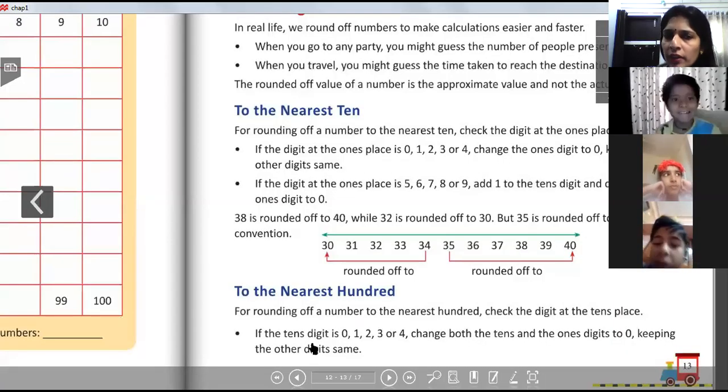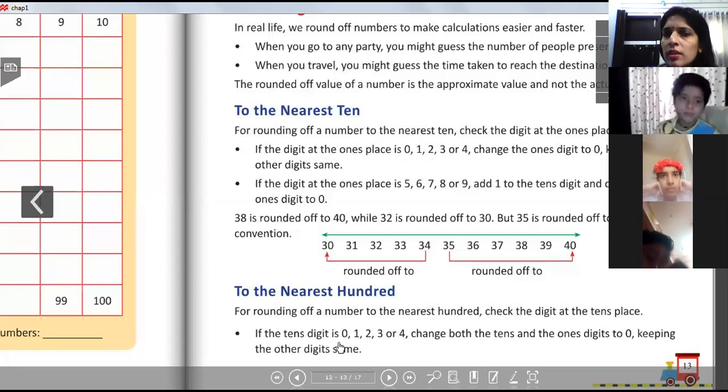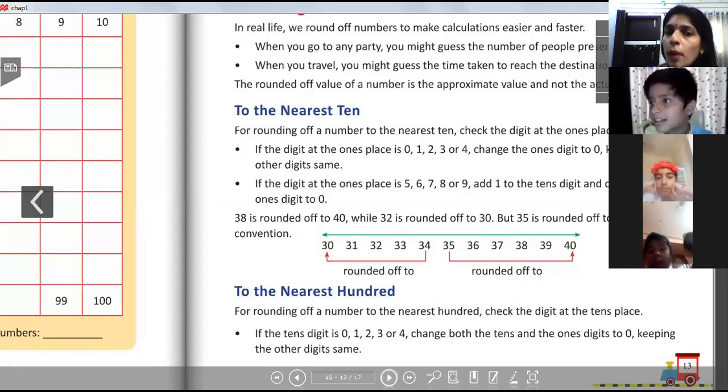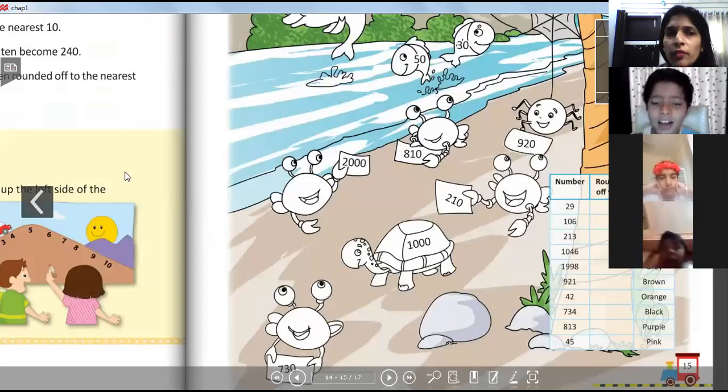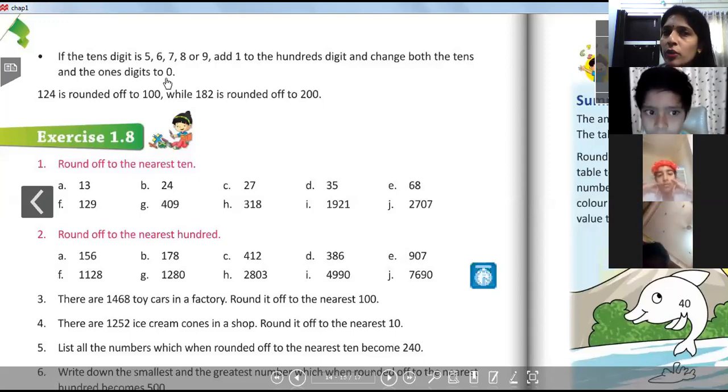So children, from here we have seen that in order to round off a number to the nearest 100, we have to check the digit at the tens place. Okay? Similarly, if the digit is 0, 1, 2, 3, or 4, we will change both the tens and ones digits to 0, keeping the other digit the same. But if the digit is 5 or greater than 5, then we change both the tens and the ones digit to 0, but this time we are going to add 1 to the hundreds digit.